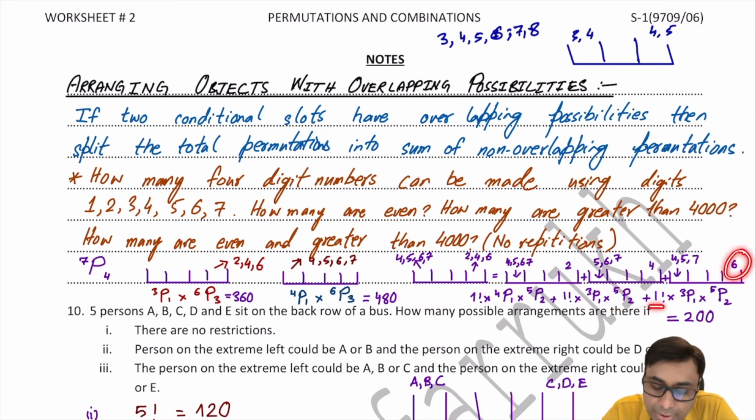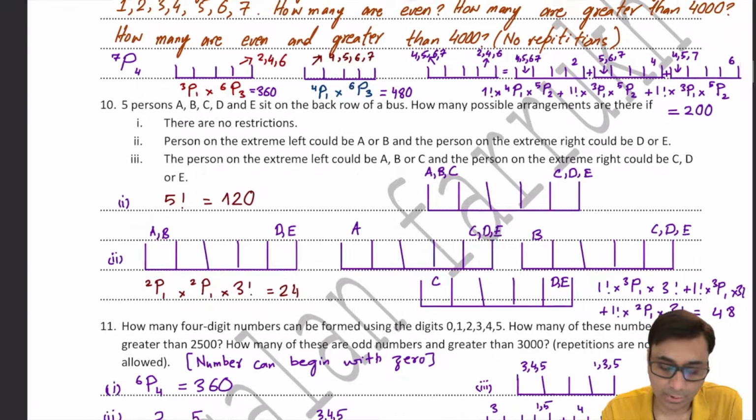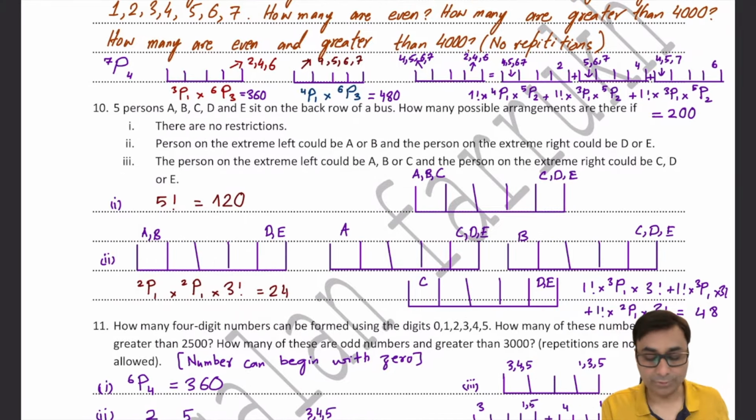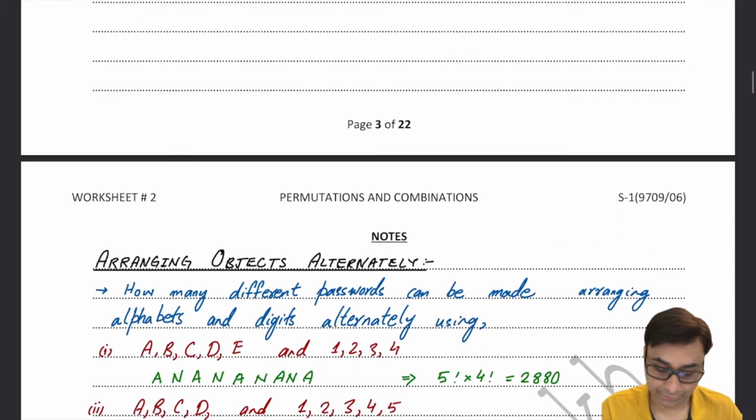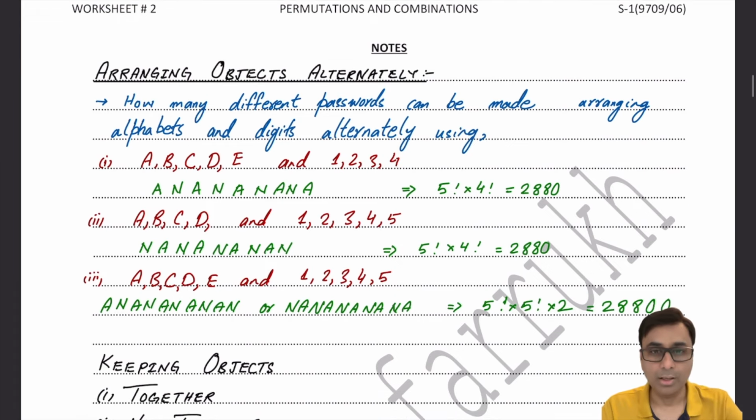Similarly, if I put 6 over here, that's going to be 1 factorial, with 4, 5, and 7 to be placed in the first slot. That's going to be 3P1, and then 5P2 for the middle 2 slots. So that's how I can find out the ways of arranging different objects with overlapping possibilities.